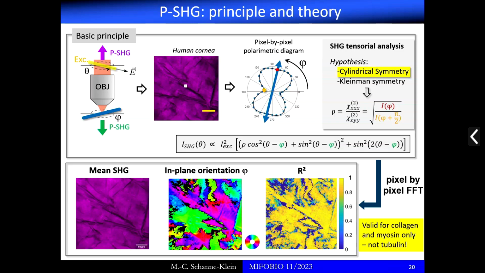So, just to mention, this is true only for cylindrical symmetry. So it means that it's valid for collagen. It's also valid for myosin, but it's not valid for tubulin. Tubulin is not cylindrical. And in plants, I think that it's not valid also for starch and cellulose. So it has to be checked.